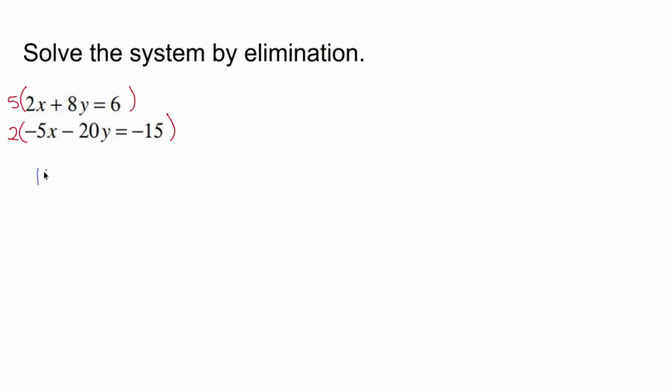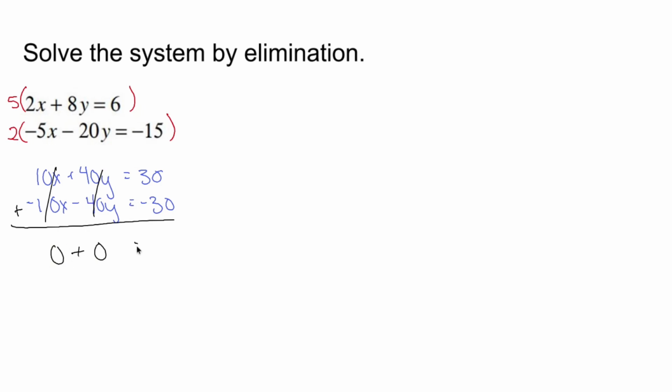So this becomes 10x plus, multiply 5 to everything, 40y equals 30. The bottom row becomes negative 10x minus 40y equals negative 30. So I guess what I'll do is add the rows. You cancel out. You cancel out. You cancel out. 0 equals 0.